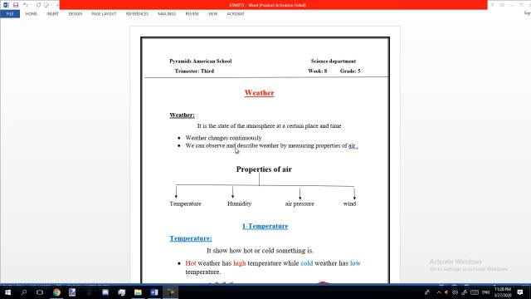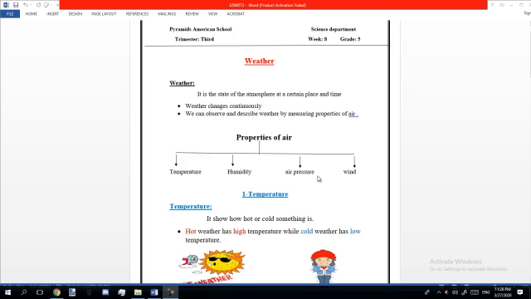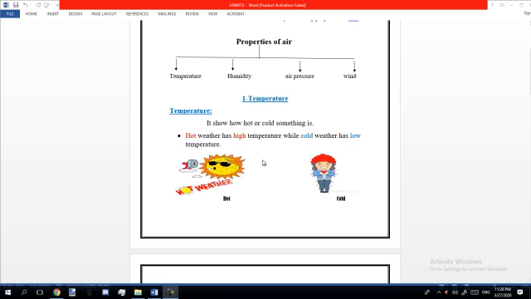So how can you observe and describe weather? To describe weather, you have to measure some properties of the air. What are the properties of the air? We have 4 properties: temperature, humidity, air pressure, and wind. By measuring all these properties of the air, you can form a complete vision, or you can describe the weather at a certain time in a certain place. We'll start by measuring the temperature.